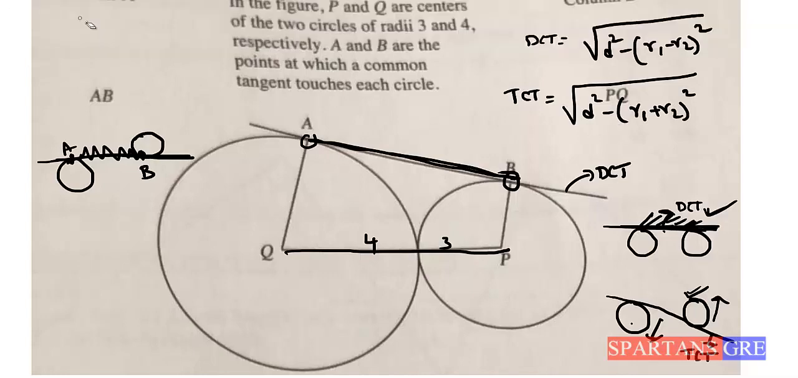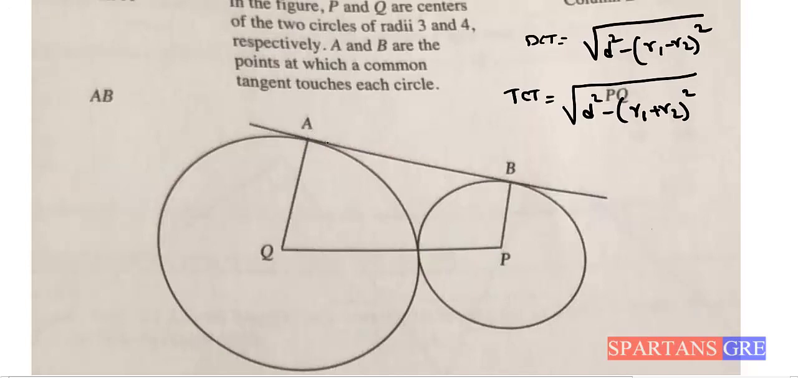Now I will erase this. Now the question is about the direct common tangent. What is the length of AB? AB will be root of d square, where d is nothing but the distance between the centers of the circles. This is one center and this is the other center. So here this is 4 and this is 3. So the distance will be 7.